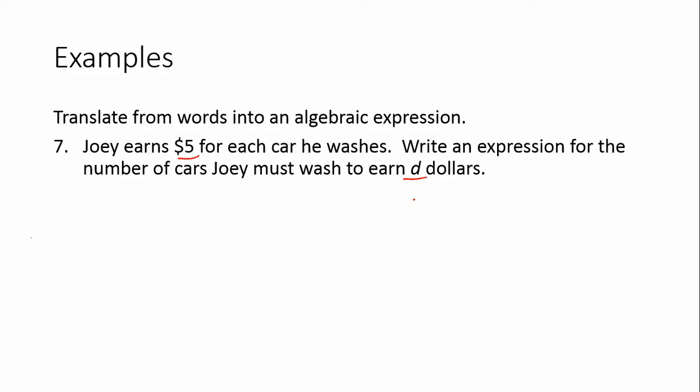This one's a little tricky because it doesn't actually say a word anywhere, but we can think about this. If Joey's going to earn $25, let's say he does earn $25, how many cars did he wash? Well, we would take 25 and we would divide it by 5. That means he washed 5 cars. If Joey earned $50 and it was $5 each, that means he washed 10 cars. So the number on top is our variable. So we have D divided by 5. So however much money he earns, we divide it by 5 to find out how many cars he washed.